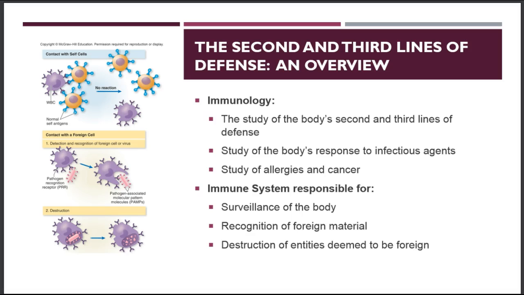these other areas. The immune system is responsible for 3 main things. First, it must patrol the body, so it's responsible for body surveillance. It must recognize any foreign material that enters the body. And then once recognized, it must destroy any structures or particles that seem to be foreign, that are not self.